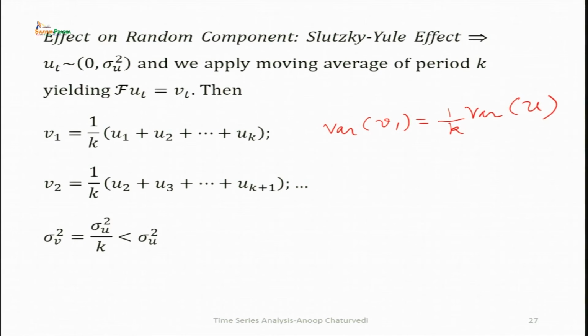So, sigma square V is equal to sigma square u upon k, which is less than sigma square u. So, the variance of the random component after taking the moving average reduces. The random variations or irregular variations become more smooth.